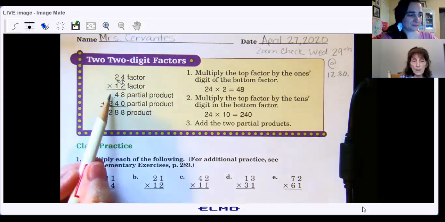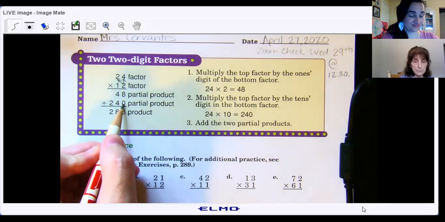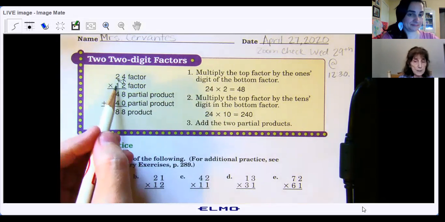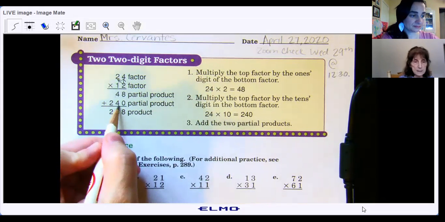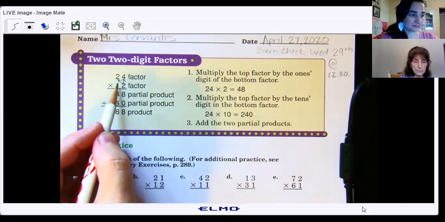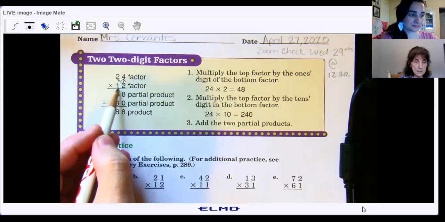Okay? Now, we don't have any more ones. We're finished with the ones. We did the ones column, so we're going to put a 0 under the 8, and that's just to hold the place. Now we're going to multiply the top factor by the tens digit in the bottom factor. So 1 times 4 is 4. And we're going to put it in the tens place, so it's right under the 4. Does everybody see that? 1 times 4 is 4, and then 1 times 2 is 2. So we multiply the top factor by the tens digit in the bottom factor.